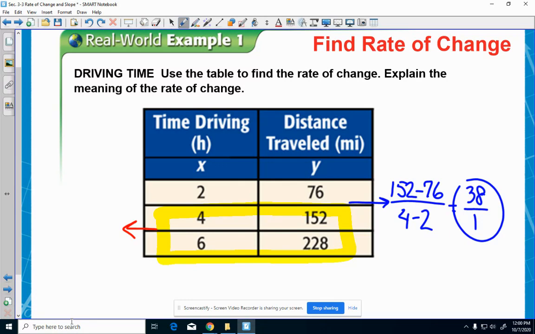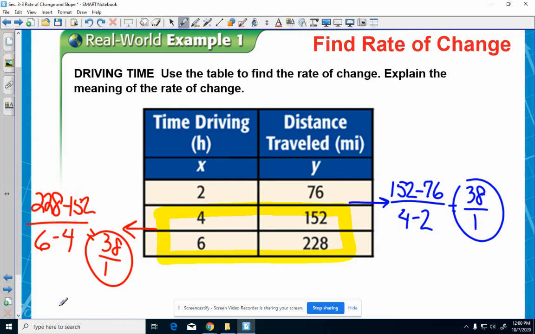Aiden, what'd you say? Same thing, right? If I did 228 minus 152 over 6 minus 4, it appears as though I'll still end up with 38 over 1. So even though there are 2 rates of change here, there's actually only 1.